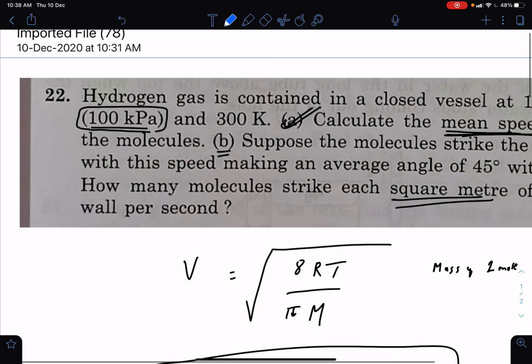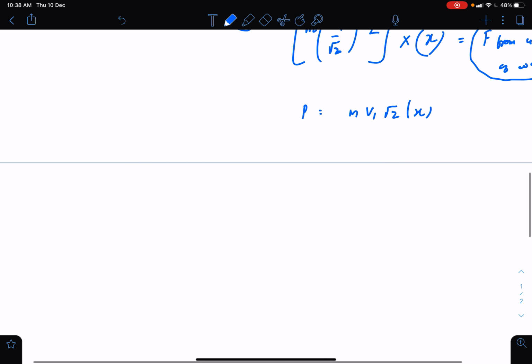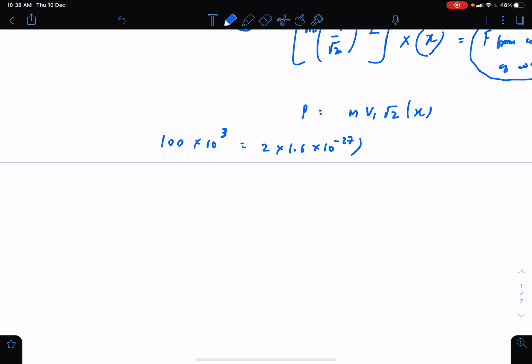and the pressure that we require here is 100 kilopascal, which means 10 raised to 3. Small m is the molecular mass, not molar mass. So the molecular mass is 2 into 1.6 into 10 raised to minus 27, multiplied by the v1 that you have already found out, multiplied by root 2, and then you will get the value of x, which is the number of collisions per unit time with unit area of the wall.